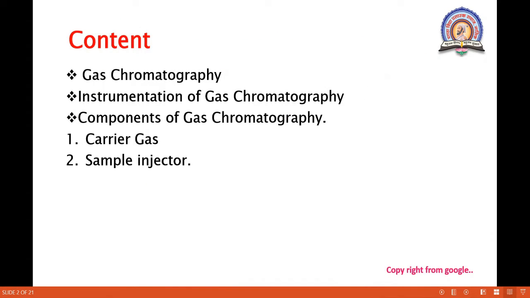So the content of today's lecture is, we discuss gas chromatography, then the instrumentation of gas chromatography, and the different components involved in it. Out of those different components, we only discuss two components in today's lecture, that is carrier gas and sample injectors. Okay, then we will start our third chapter.